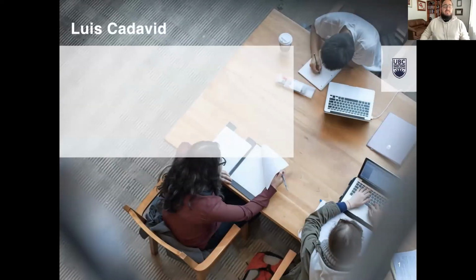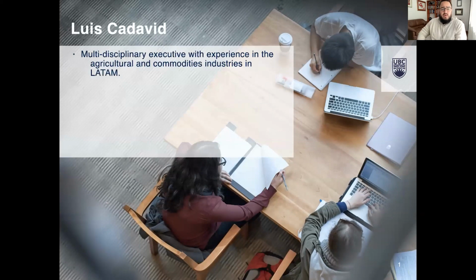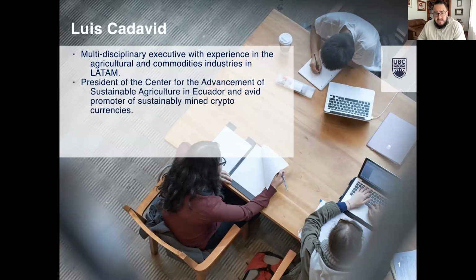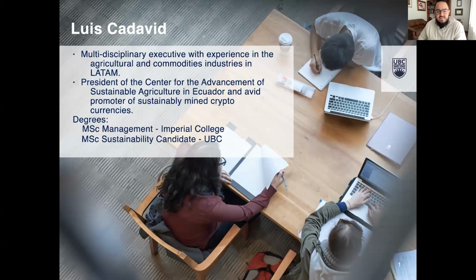My name is Luis Cadavid. I'm a multidisciplinary executive with experience in the agriculture industries in Latin America. Also president of the Center for the Advancement of Sustainable Agriculture in Ecuador, and an avid promoter of sustainably mined cryptocurrencies. I currently hold a master's in management from Imperial College, and I'm doing my master's in sustainability at UBC.